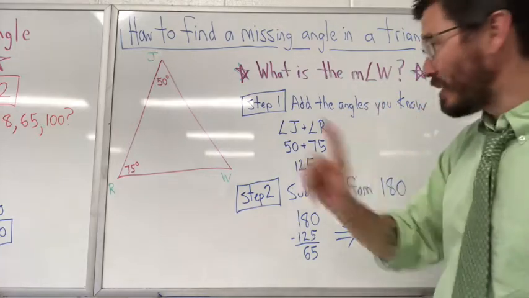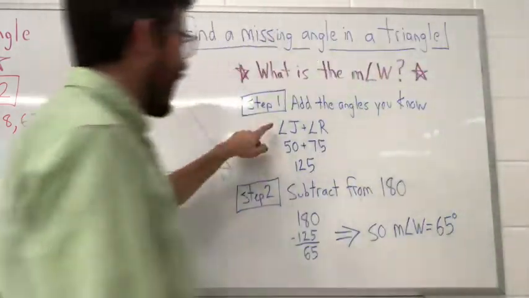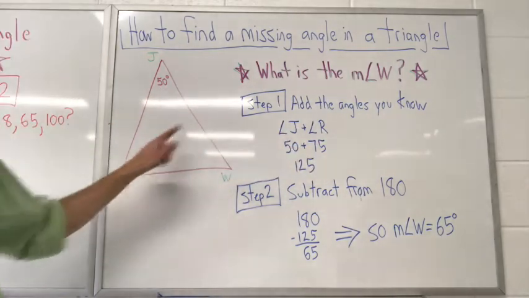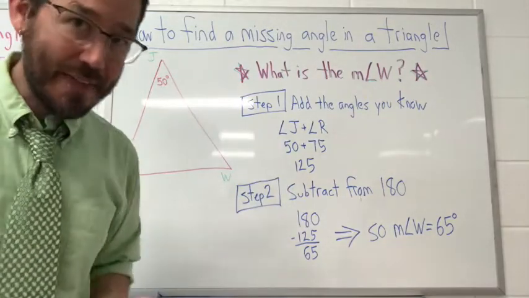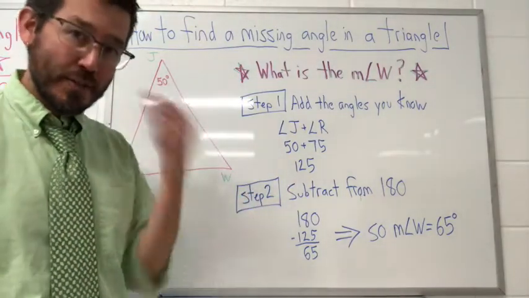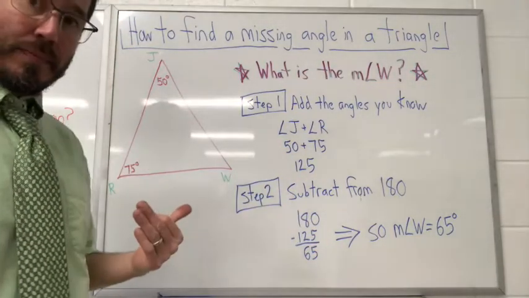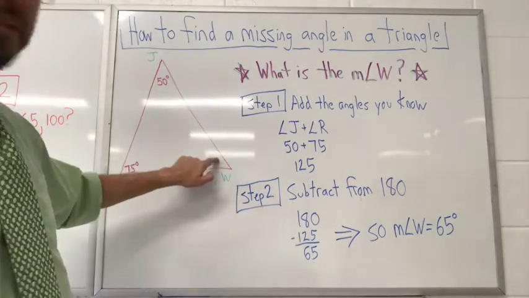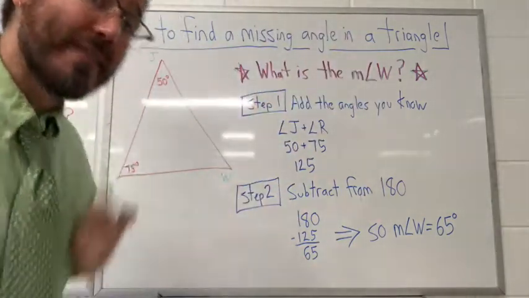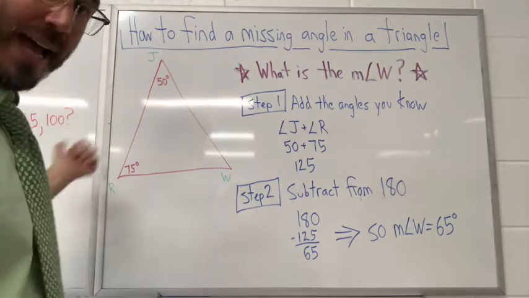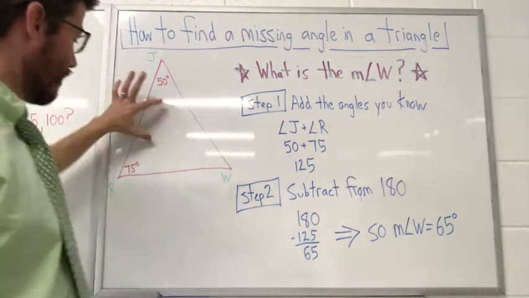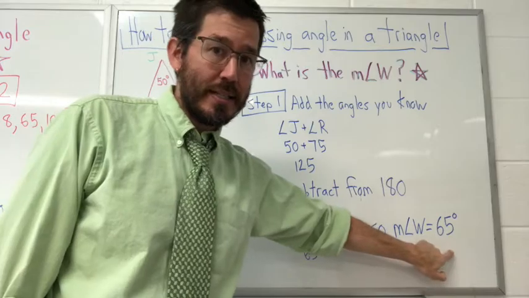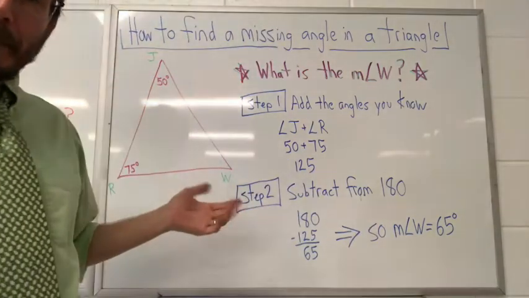Super easy, 2 steps. Step 1, add the angles you know. If I add up angle J plus angle R, angle J is 50. Angle R is 75. I add them up, I get 125. That's step 1, add the angles you know. Step 2, probably you already did this, you're out ahead of me thinking, you're going to subtract from 180. Meaning you take what you know, the 125, you take it away from 180, and you have 65 left. That's got to be what this is. Why? Because all 3 angles have to add up to 180. Powerful fact. So if the 3 angles, you take the 2 that you know, add them up, subtract from 180, so the measure of angle W is 65 degrees. That's it. That's all we're doing today.